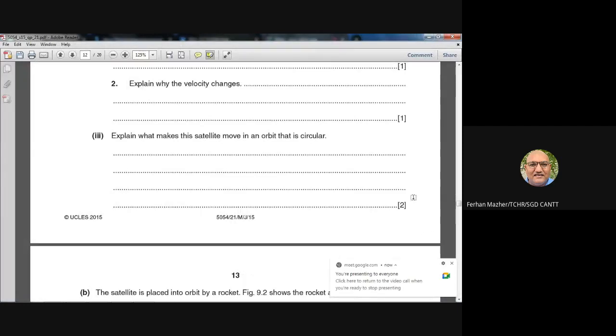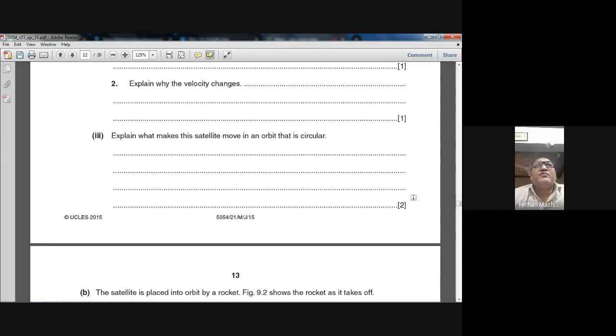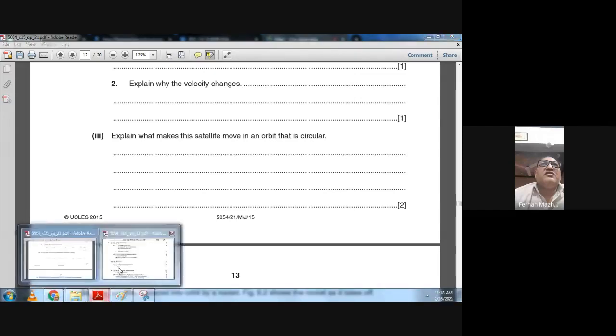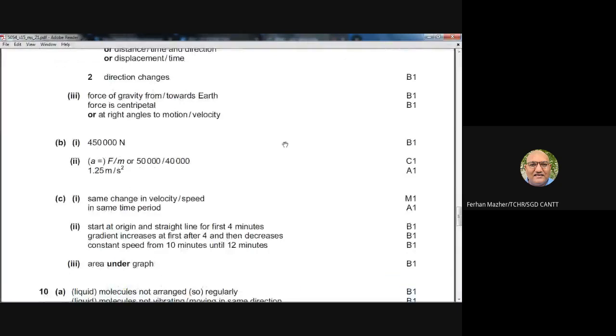Explain what makes this satellite move in an orbit that is circular. When the satellite is moving in a circular orbit around the Earth, it will need centripetal force. And that centripetal force is provided by the gravity of the Earth, the gravitational pull of the Earth, or gravitational force of the Earth. So this is a 2-mark question. Let us check the marking scheme as well. The force of gravity towards the Earth; the force is centripetal, at right angles to the velocity.